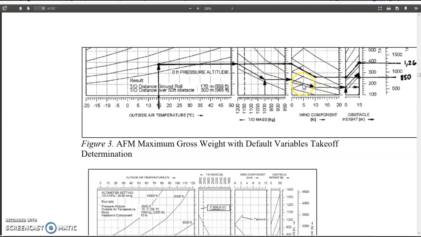If it was just 5 knots, we would have come up here, but it's 10 knots, so we come down here. If it was 15, we would have come all the way down till it intersected this line, and we would have come this way. But with the 10 knot wind, we stop at the 10 knot intersection. Once we come here, you go straight across.